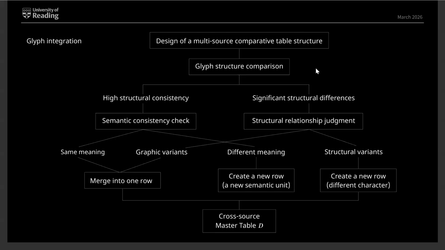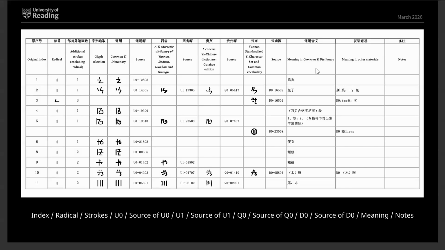Once the source-based tables are ready, we can build the master table. The purpose here is to bring the different sources into one comparative structure. This figure shows an example of the master table. It includes 15 fields, covering things like radical, stroke count, form from each source, reference, meanings, and notes. The important point is not just that the table stores data. The important point is that it places different sources and traditions side by side in one comparative structure.